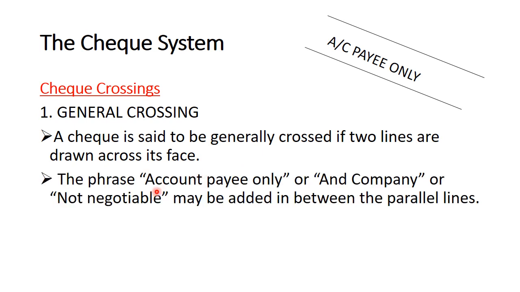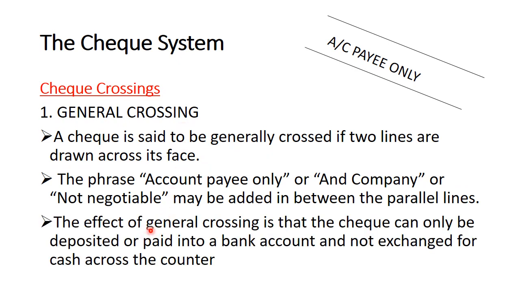The phrase account payee only, or and company, or not negotiable may be added in between the parallel lines. So they may write account payee only, or they can write and company, or they can write not negotiable here. When you see these three phrases in between the lines, just know that it's a general crossing. But what is a general crossing exactly?